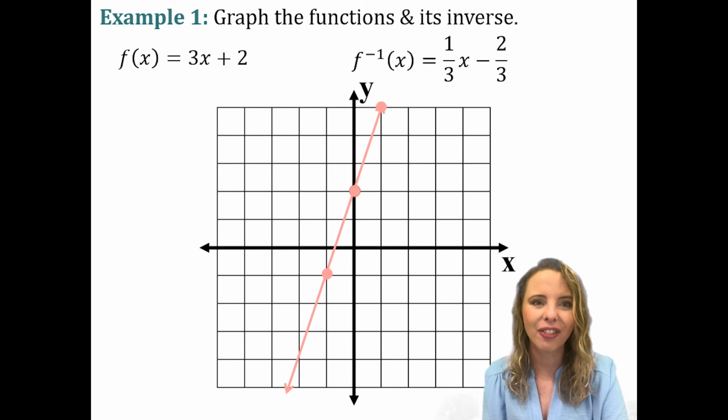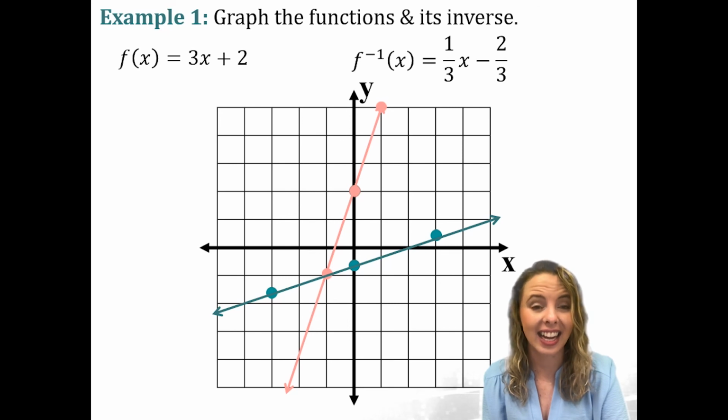Next, we are going to graph our inverse function, and it's going to be a green function. So the first thing we need to do is graph negative 2/3 as our y-intercept. From there, we're going to go up 1 to the right 3 and down 1 to the left 3, connecting these 3 points with a nice, beautiful line. One thing I want you to notice: the y-intercept of our original function is 2. The x-intercept for our inverse function is 2. The x-intercept for our original function is negative 2/3, and the y-intercept for our inverse function is negative 2/3.